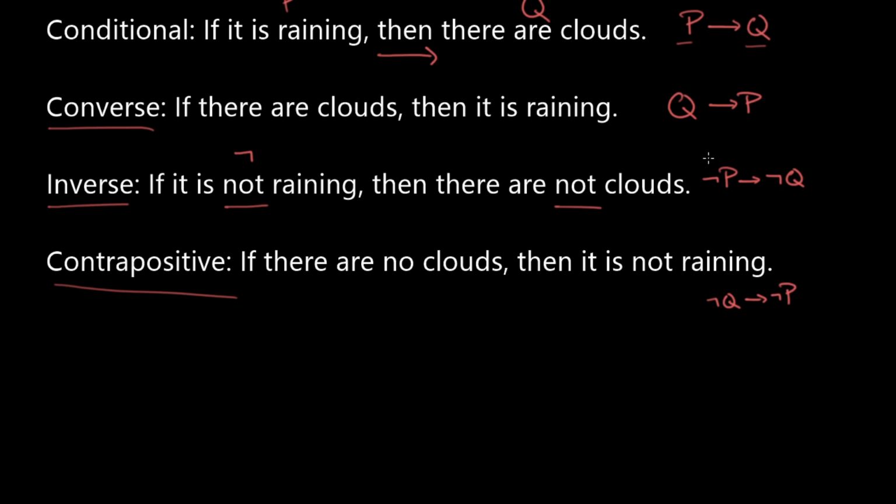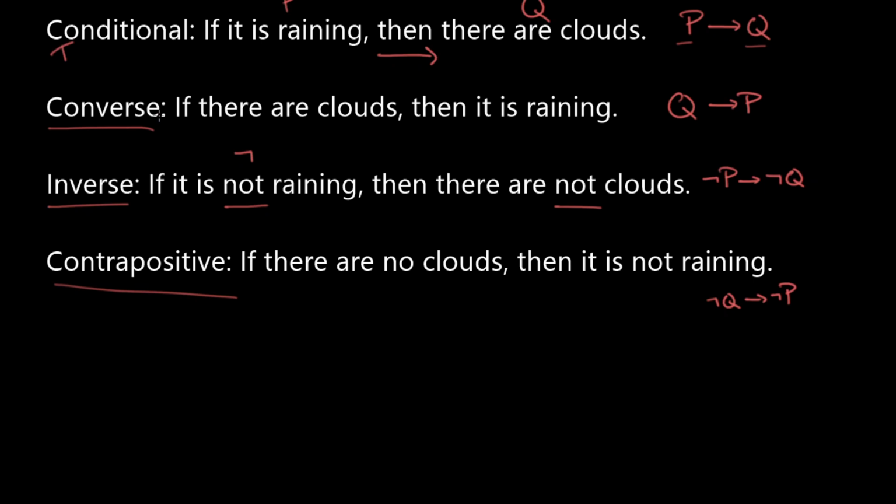Now, if we're taking this seriously and not looking for weird examples, it is generally true that if it is raining, then there are clouds in the sky. That is a true statement. If it's raining outside, the rain's got to be coming from somewhere. It's got to be coming from the clouds.